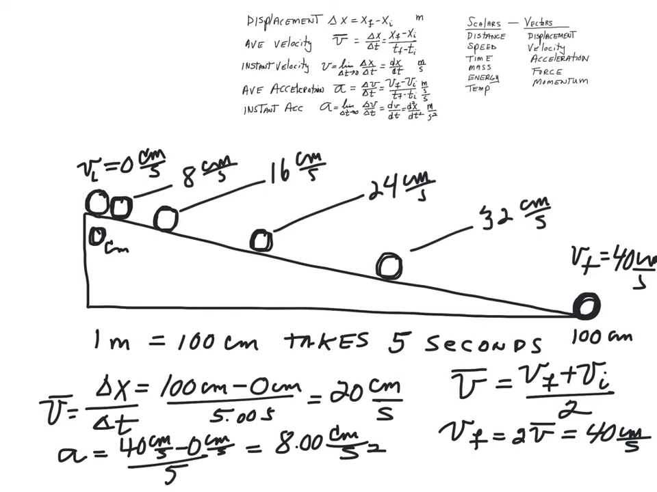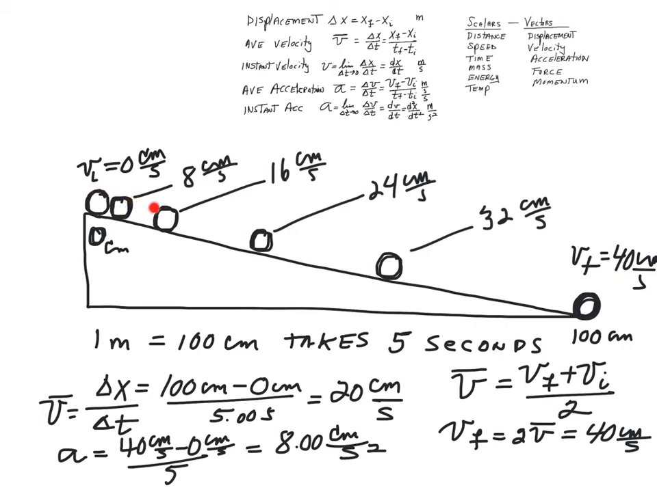Between 0 and 8, the average here would be 4, right? During the first second, the average would be 4. So in the first second, it goes 4 centimeters. Now, if we go over 2 seconds, so this is 1 second, 2 seconds, 3 seconds, 4 seconds, 5 seconds, it's speeding up. The distance is getting bigger and bigger. So at this position, it's 4 centimeters.